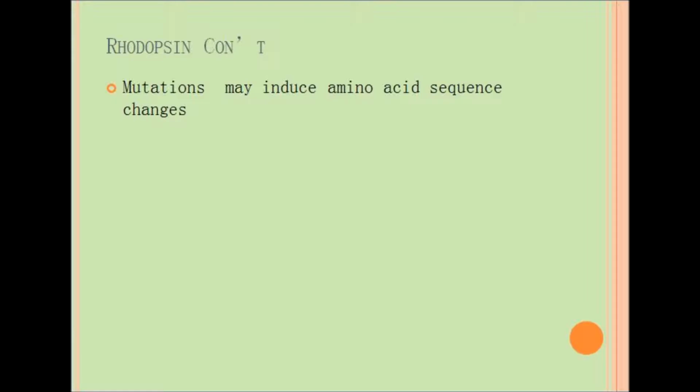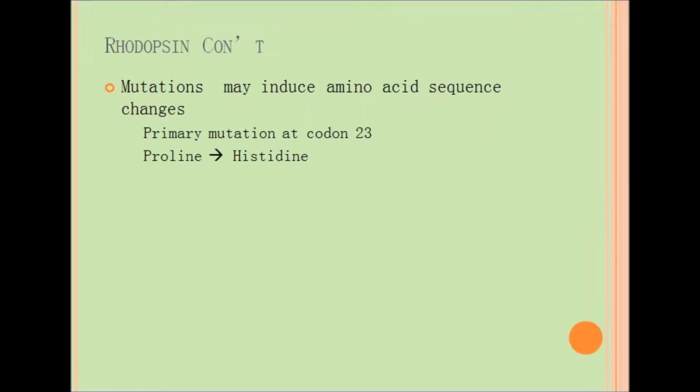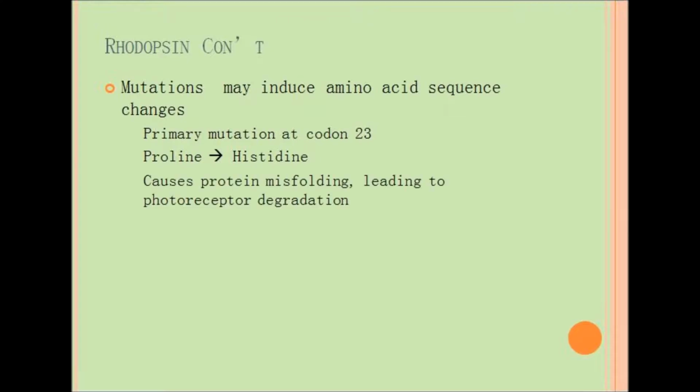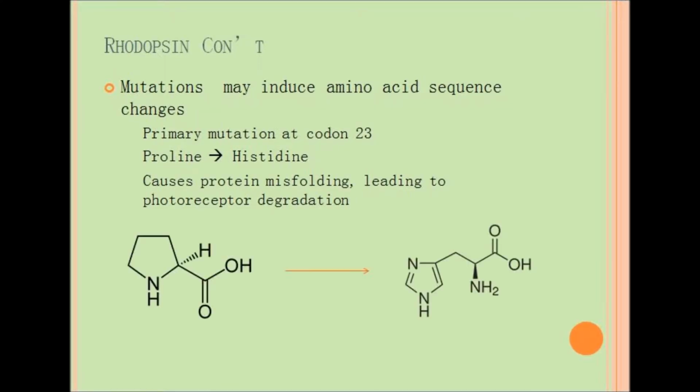Mutations in rhodopsin genes may induce changes in the amino acid sequence. The primary mutation in the rhodopsin gene occurs at codon 23, in which a proline is changed into a histidine. This induces the rhodopsin protein to misfold, leading to photoreceptor degradation, which ultimately results in severe vision impairment.